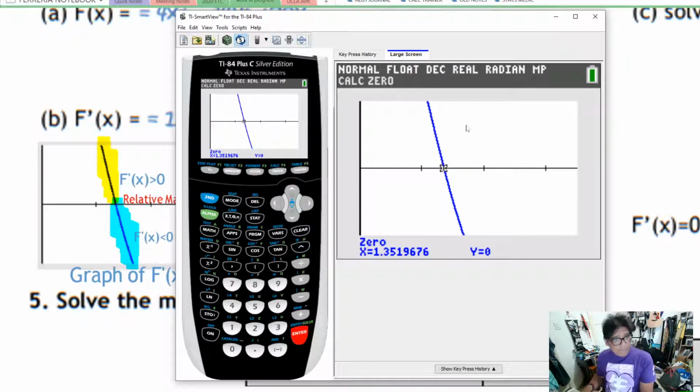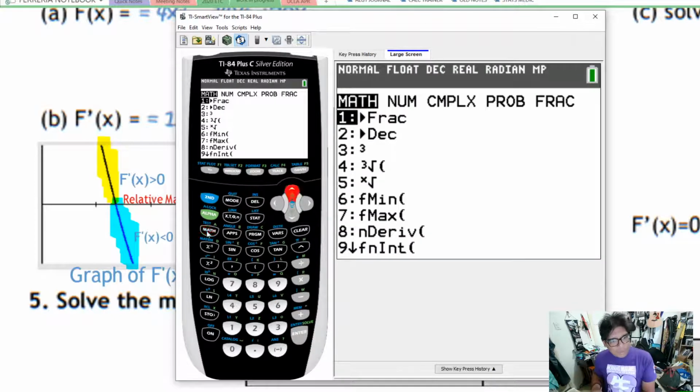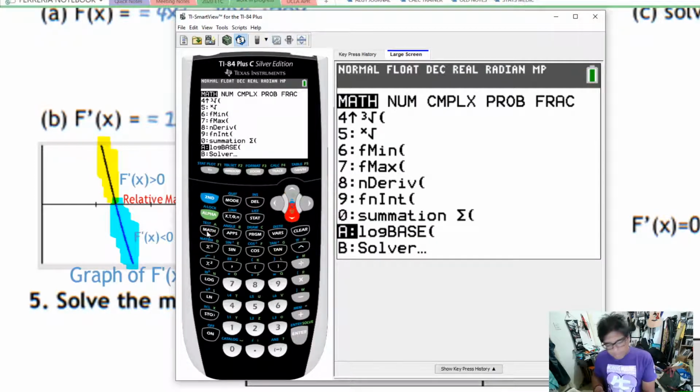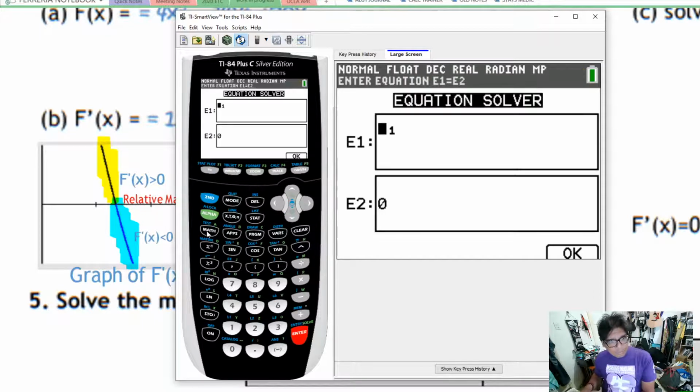How else can I solve for that 1.35? First of all, before I do that using the solver, let me just say that this method right here, graphically, is really good because it not only tells you the critical value, it gives you an idea about whether or not the derivative is positive or negative. You don't have to do any test points or anything. You already know. But if you insist on learning how to use a solver, and why wouldn't you?